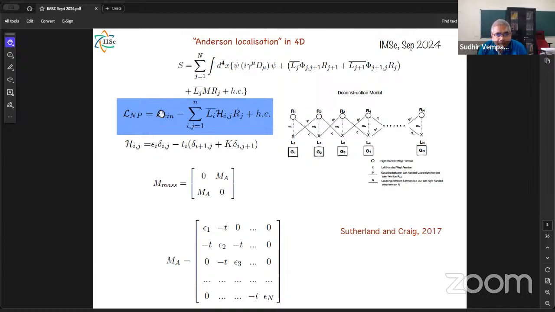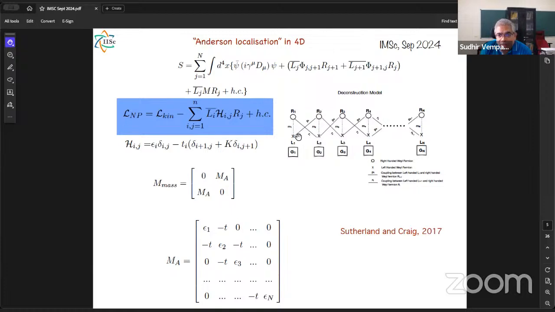So here is your kinetic action, and here is your mass matrix. This mass matrix has diagonal terms which are given by epsilon, and nearest neighbor mass terms T_i. The epsilon_i are also dimensionful couplings, which are diagonal mass terms. The T_i, this is just to put it in Anderson language, are nearest neighbor mass terms, with which you can represent the full mass term as this particular thing.